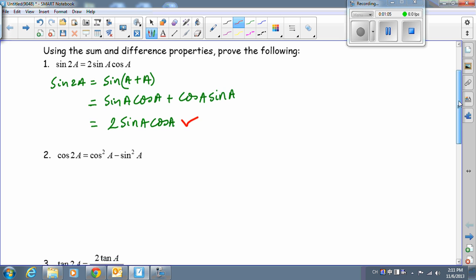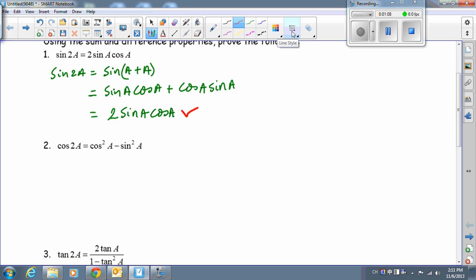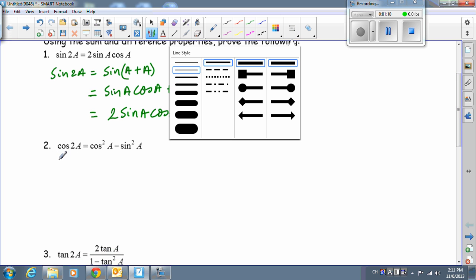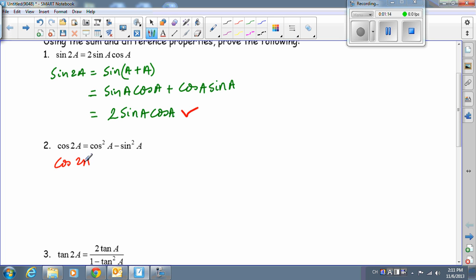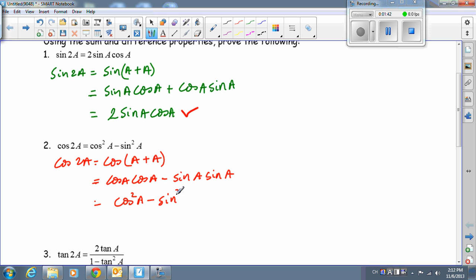Alright, let's do the same thing this time for cosine 2a. For cosine 2a, I will start by saying cosine 2a is equal to cosine of a plus a, and cosine a plus a, based on the formula, is equal to cosine a cosine a minus sine of a times the sine of a. This is equal to cosine squared of a minus sine squared of a.